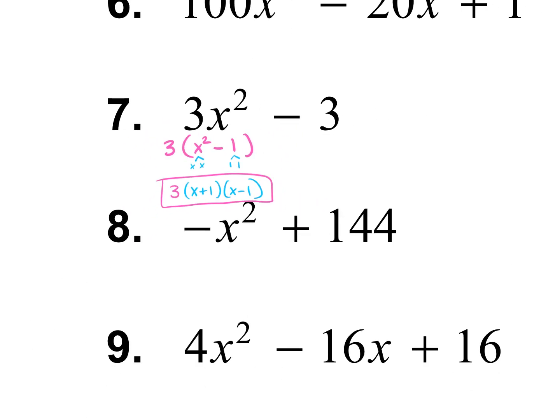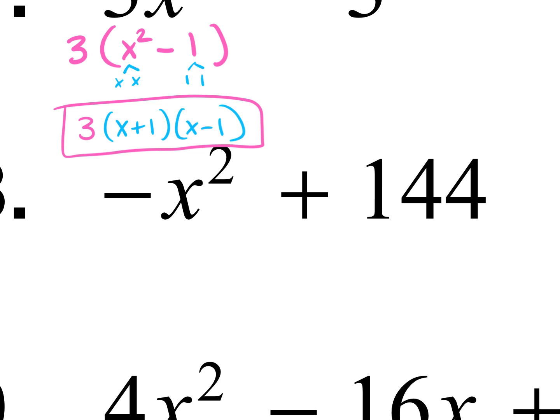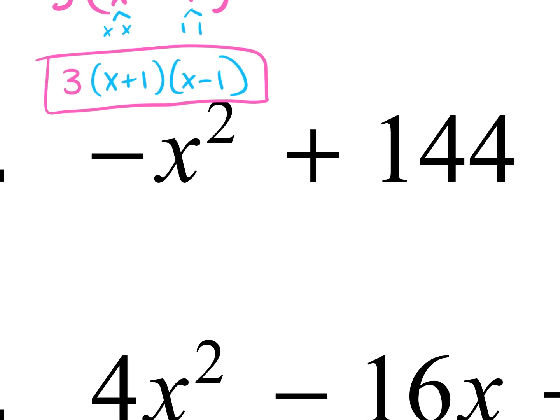Let's do number 8. We don't like it when our x squared term is negative out front. What do we have to do to make it positive? Divide out a negative 1. So we're going to take out a negative 1. What are we left with when we take out a negative 1? X squared. Is it still plus 144 when we divide it by negative 1? Minus 144.